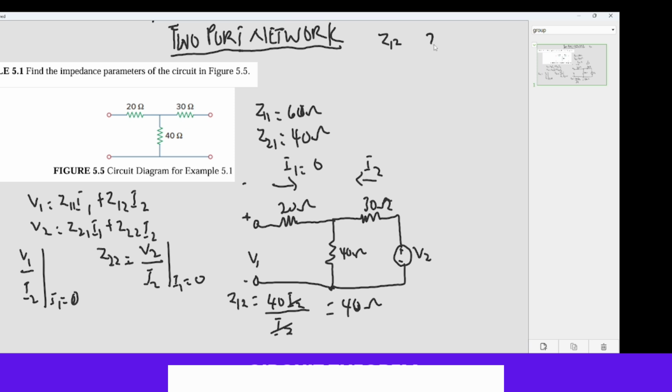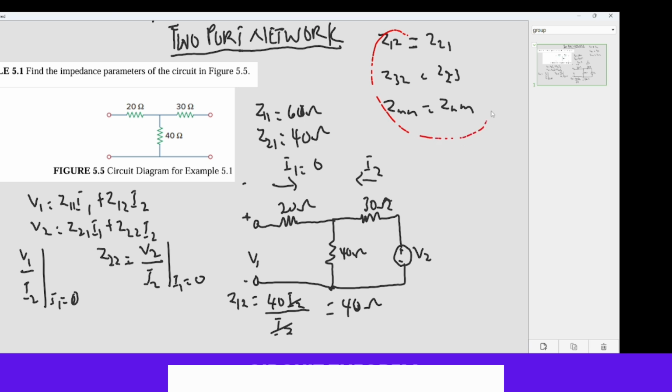And mind you, whenever you have Z12 and Z21, you always get the same value. Z32 equals Z23. The only thing is that the value will interchange. So ZMN is always equal to ZNM. Did you get it? Thank you.